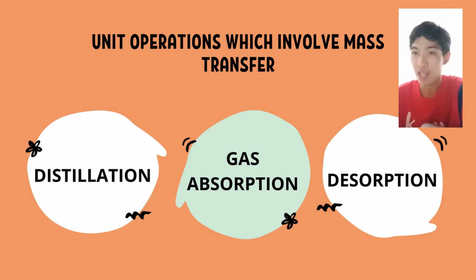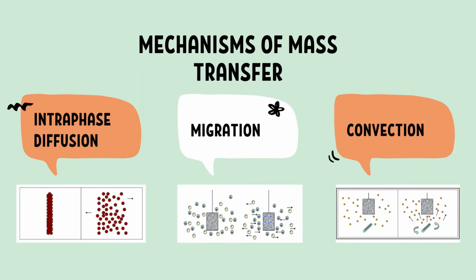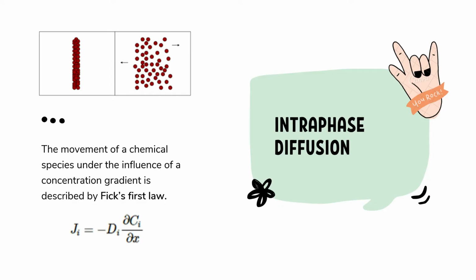Unit operations that involve mass transfer are distillation, gas absorption, desorption, liquid-liquid extraction, solid-liquid extraction, and adsorption. There are three mechanisms of mass transfer: diffusion, migration, and convection. For diffusion, the random movement of molecules is from a region of high concentration to regions of lower concentration.